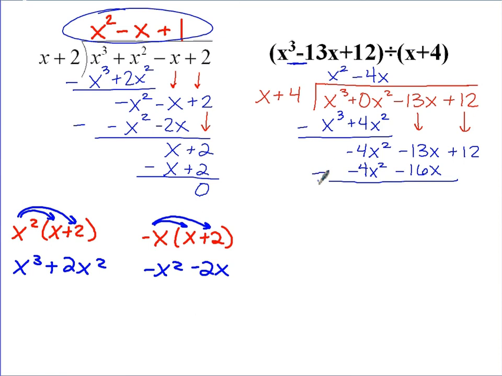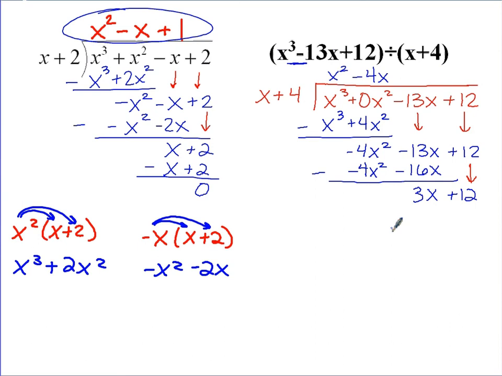And I'm going to subtract. Negative 4x squared minus negative 4x squared is 0. Negative 13x minus negative, or plus, 16x is 3x. And then I'm going to bring this plus 12 down.